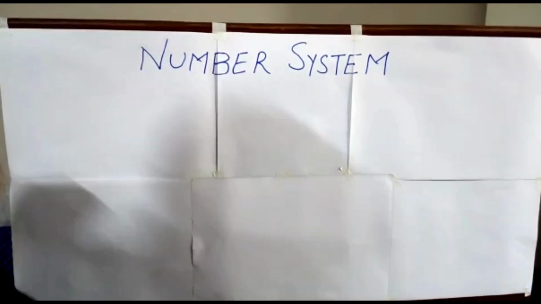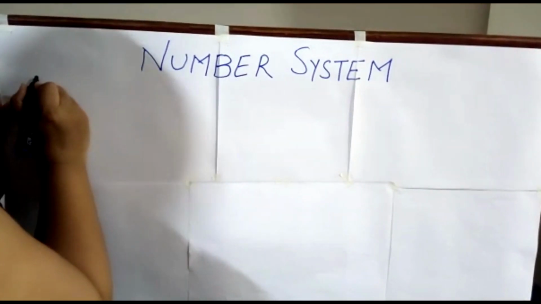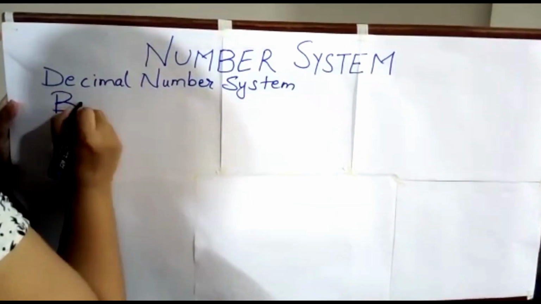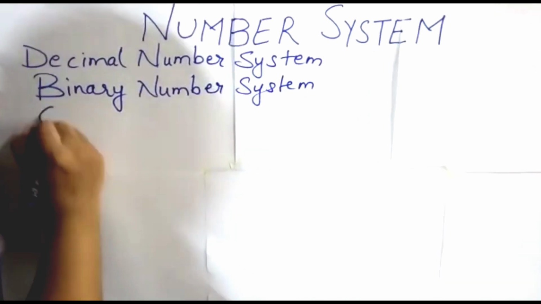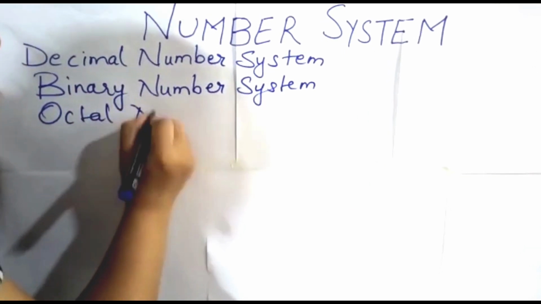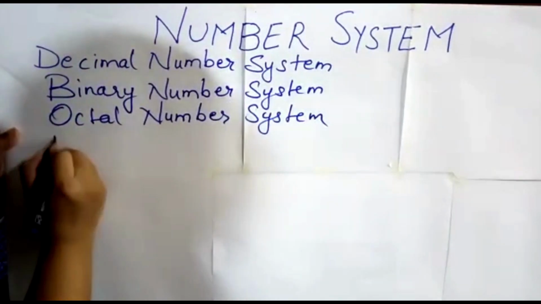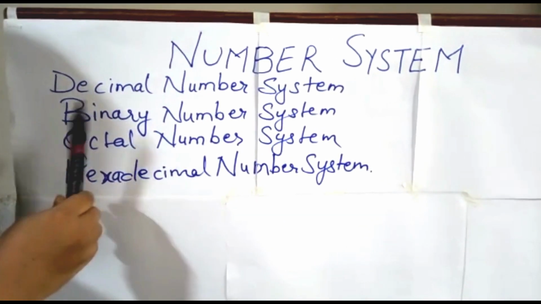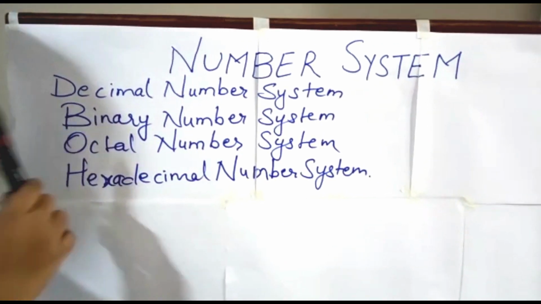Number systems which were introduced were decimal number system, binary number system, octal number system, and hexadecimal. So today we are going to see decimal number system and binary number system.